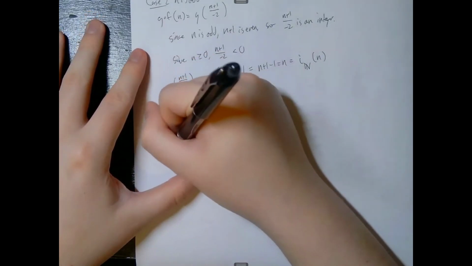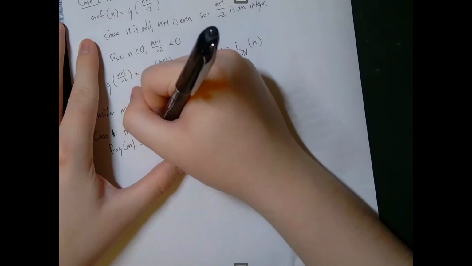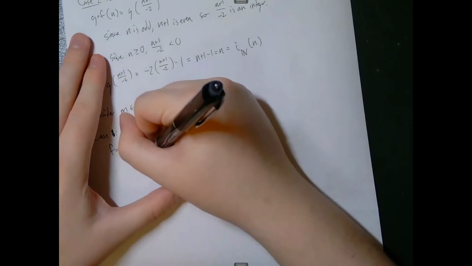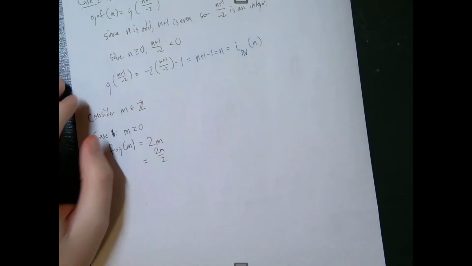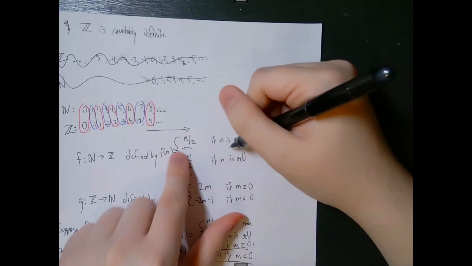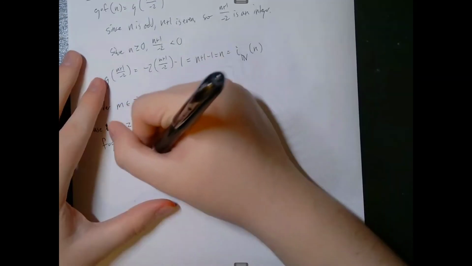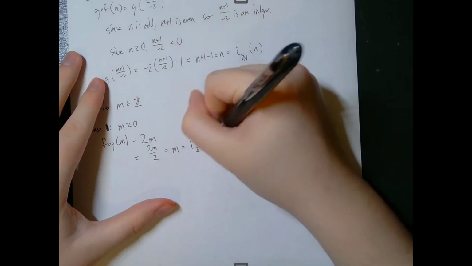So then f composed with g of m, we'll take this case of g since m is greater than or equal to 0. So f composed with g of m is equal to 2m, which is clearly even by definition, which means that this is equal to 2m over 2. Since this is what f does when n is even, it will divide an even number by 2. 2m is even, so then f divides that even number by 2. So then that equals m, which is then equal to the identity map over the integers of m.